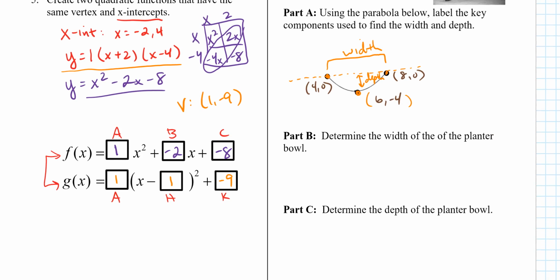So determine the width of the planter bowl. Well, the width is the distance from (4, 0) to (8, 0). So the width is just 8 take away 4, which is 4 feet.